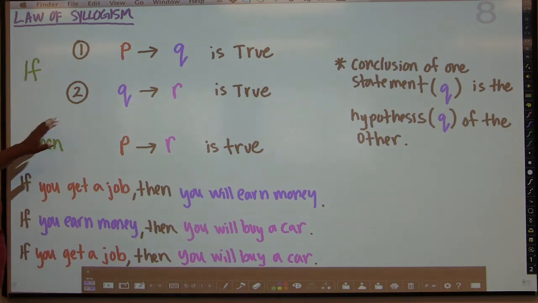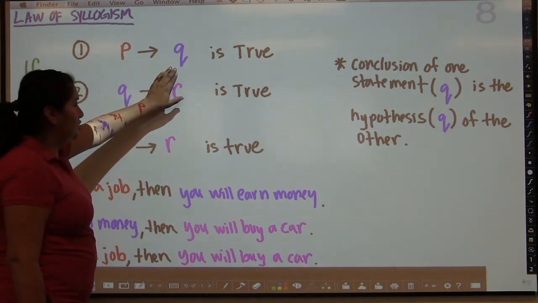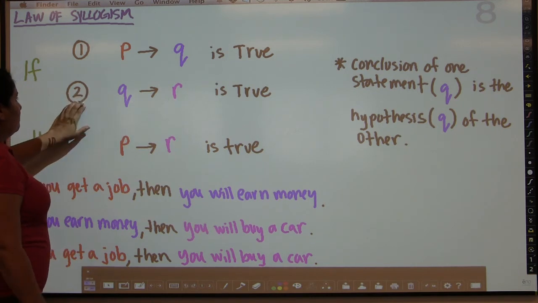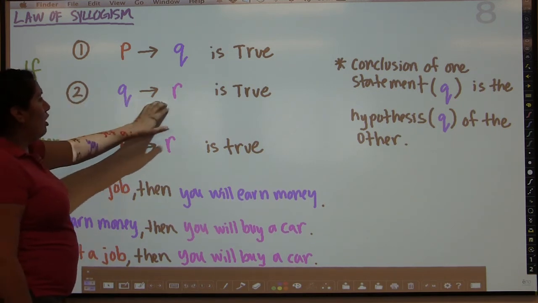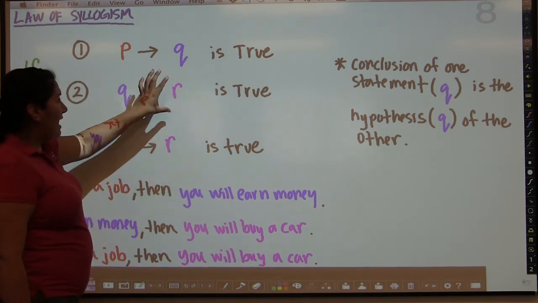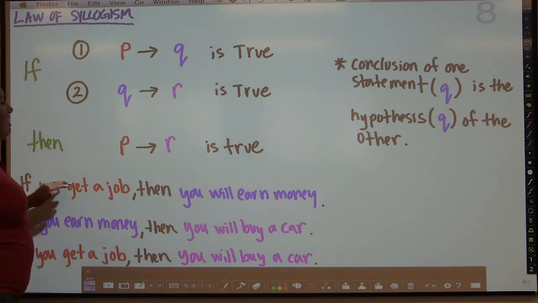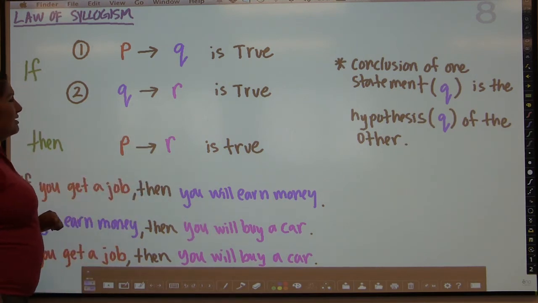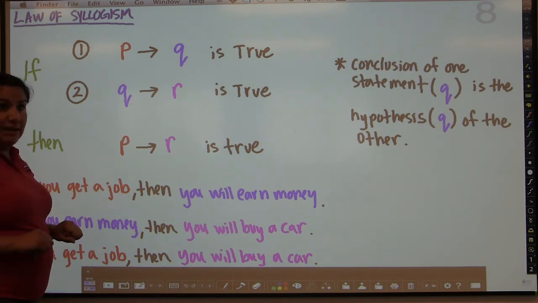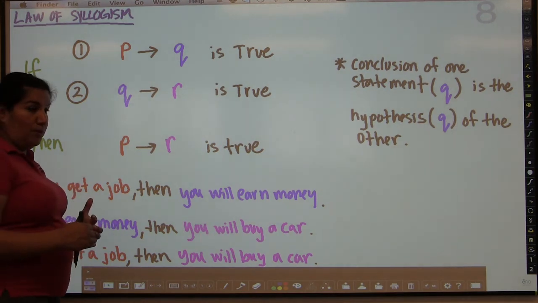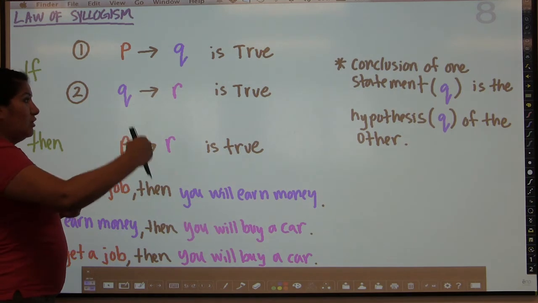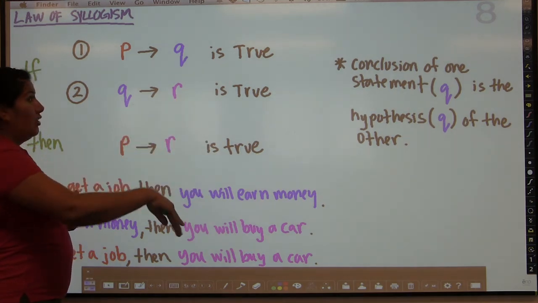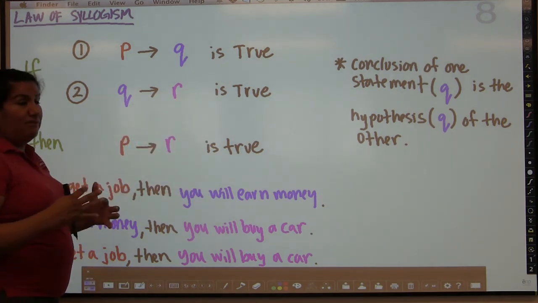So first, you have P implies Q is true. Second requirement is that Q implies R is true. And if that happens, our conclusion is that P implies R. Okay? So basically what's happening is you're getting rid of the middleman. It's almost like the transitive property. P goes to Q, Q goes to R, so let's just get rid of Q and go from P to R. That's kind of what's happening.